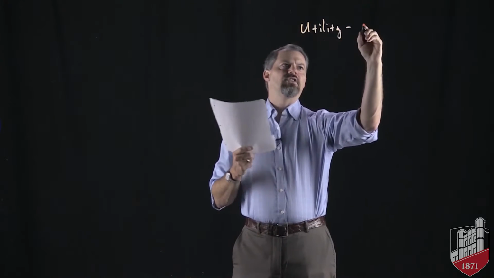So we're going to use this word utility, and think of it as being synonymous with the word satisfaction. If you consume some product, it makes you better off, and we're going to describe being made better off by saying that you get more utility. So what we're going to think about is what we're going to call a utility function. A utility function is going to measure mathematically the well-being of the consumer. So this idea of utility, that's just consumer well-being.